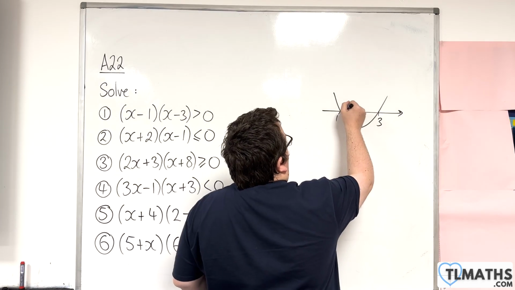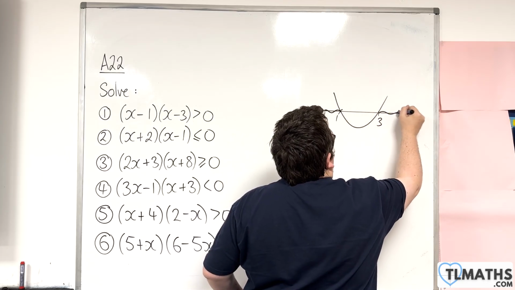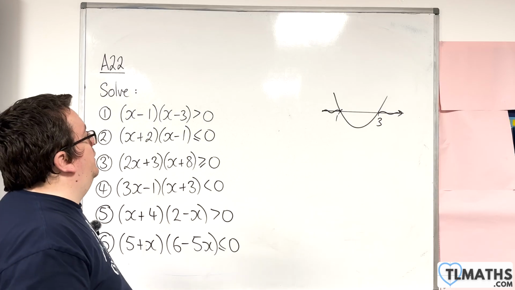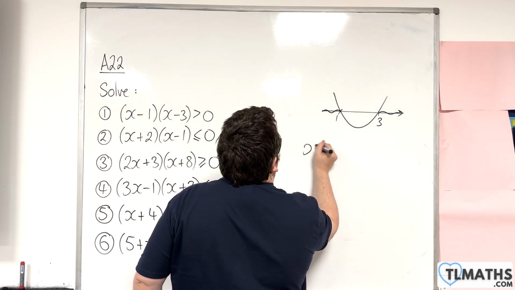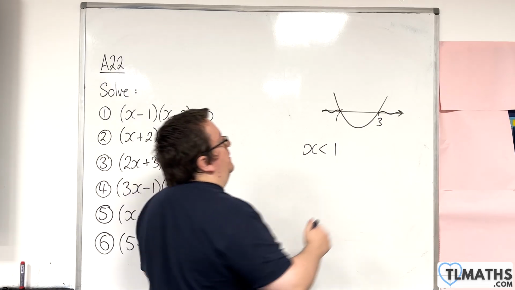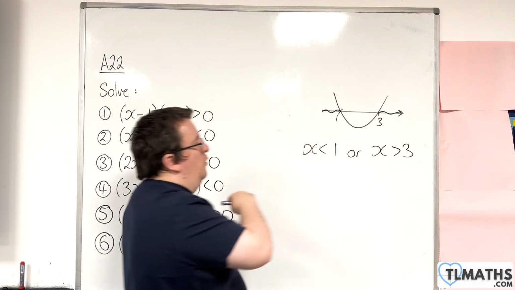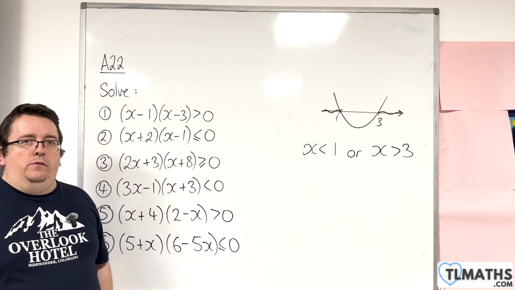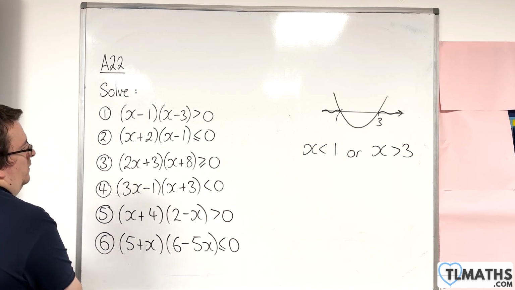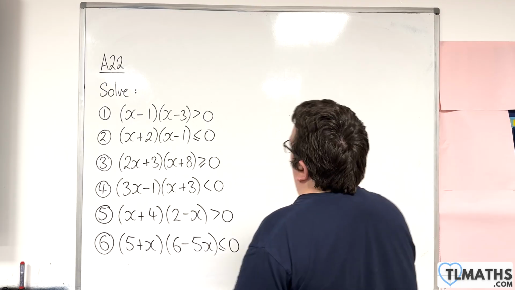Now it's above it here and here. So for those two regions. So because we have two regions, we must have two inequalities. One that would be x is less than 1, and one that is x is greater than 3. So we want that one or that one to solve this inequality. Okay? So two regions, two inequalities.